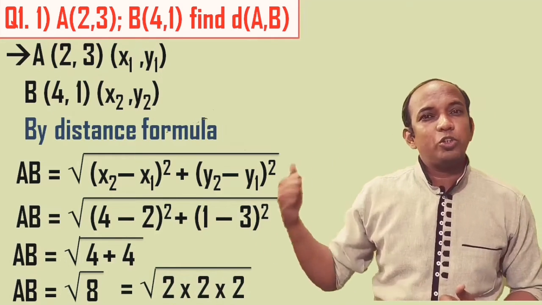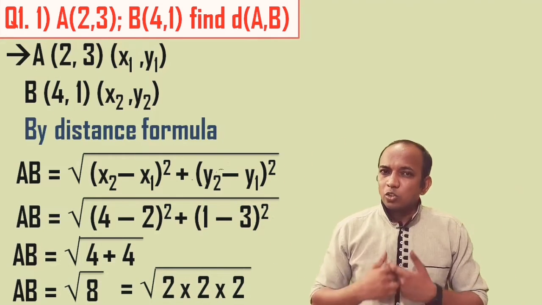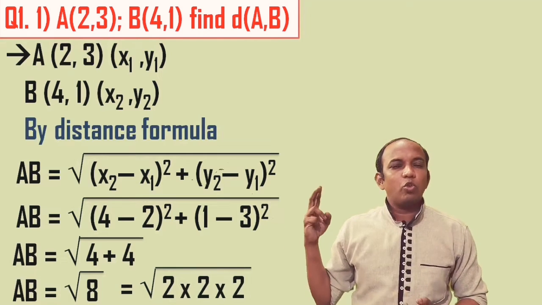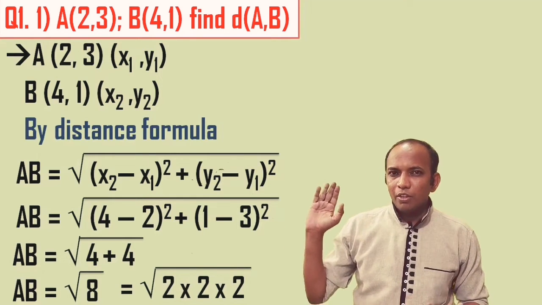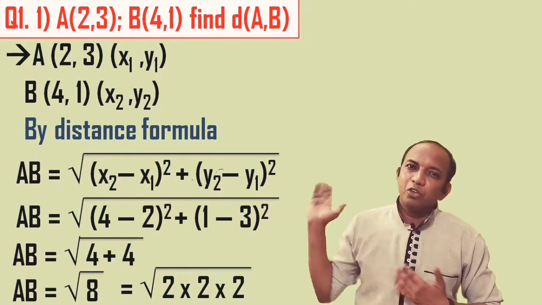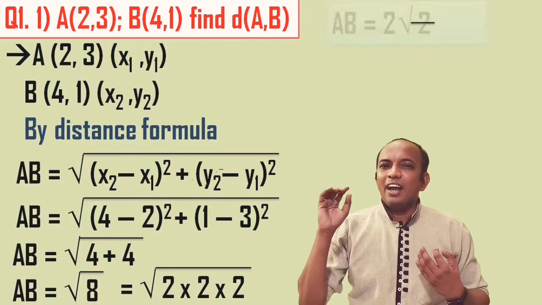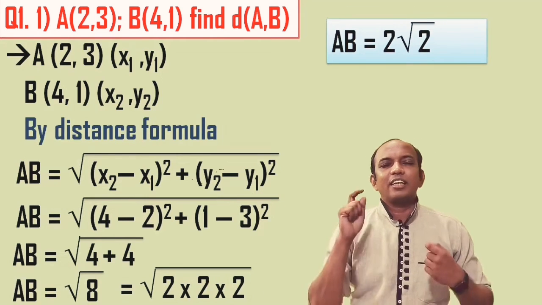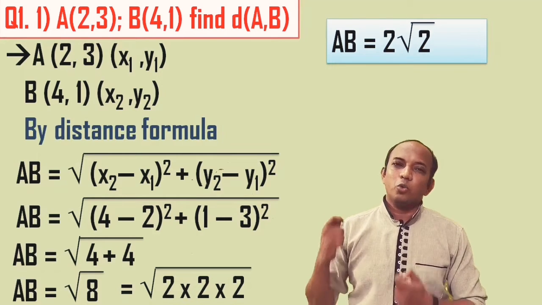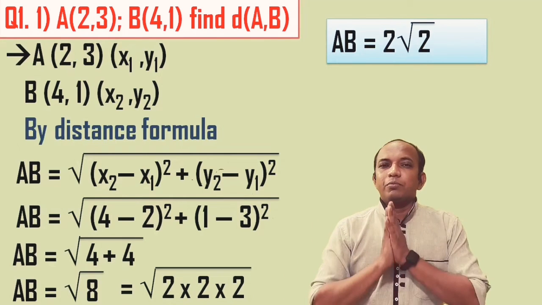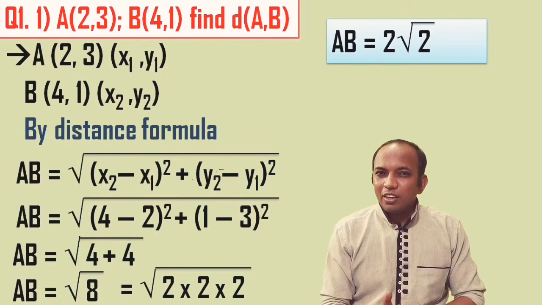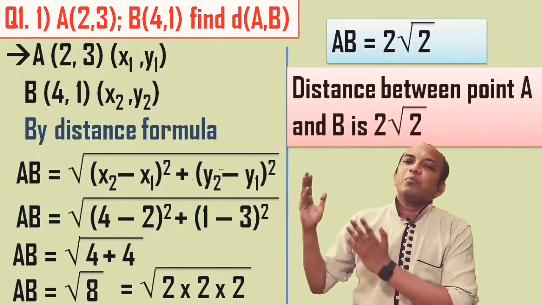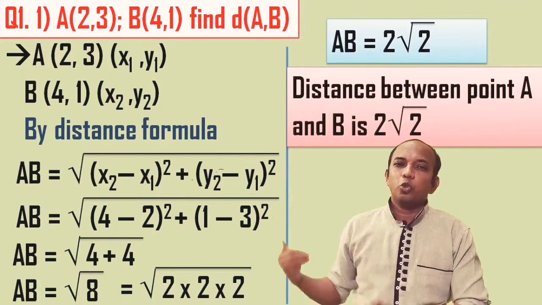We get under root 2 into 2 into 2, and as it's a square root, the order is 2. So a pair of 2s can be taken outside, right? As a result we get AB equals 2 root 2, or 2 under root 2. So in short, my final answer is that the distance between points A and B is 2 root 2. So here is the next question on the board.